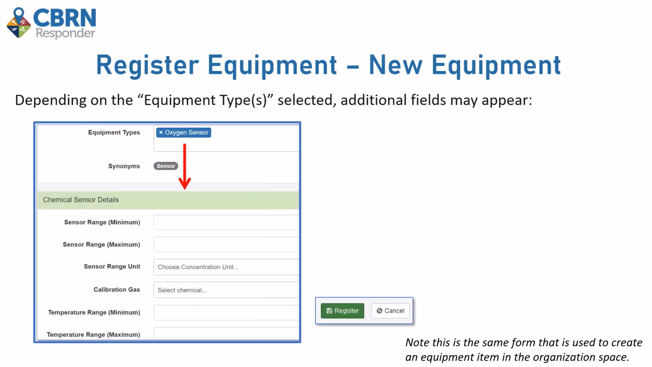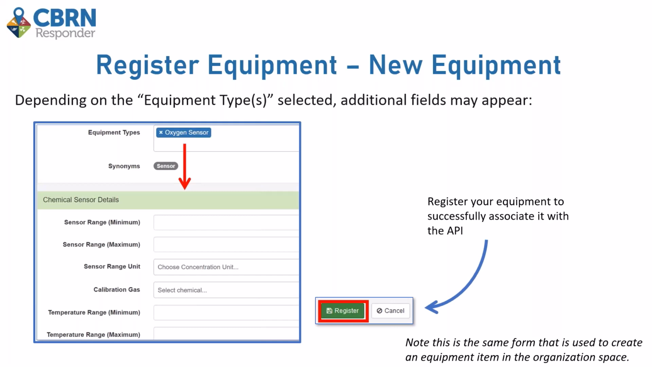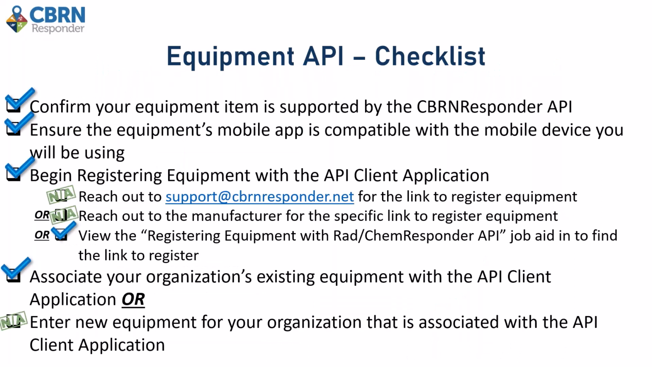Once you select an equipment type, you'll see even more additional fields appear. So if you select a gas meter or a sensor, you'll see fields pertaining to that that you can enter. And then you'll want to just make sure you register again to successfully add the equipment to the API client app. So getting your equipment set up, it's going to be, again, those 4 steps. So if you follow those items, you'll be able to get your equipment registered.